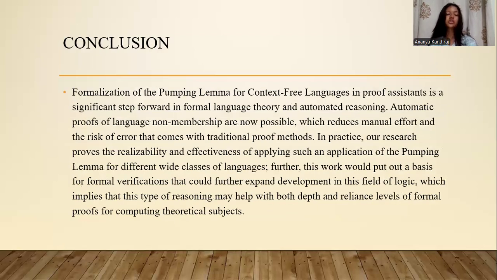Coming to the conclusion, the formalization of the pumping lemma for context-free languages in a proof assistant is a significant step forward in formal language theory and automated reasoning. Automatic proofs of language non-membership are possible now, which reduces the manual effort and the risks of error that come with traditional proof methods.